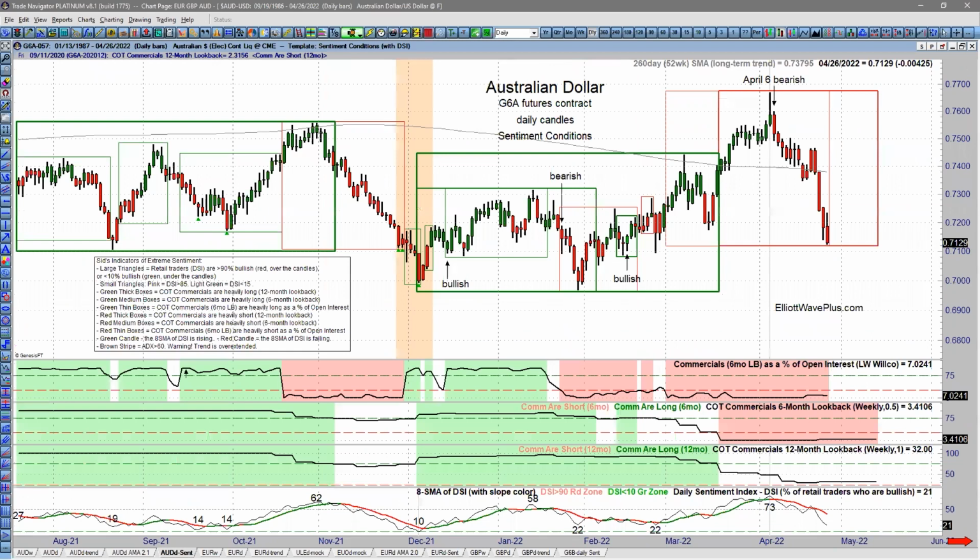Let's see what the sentiment conditions have been telling us about the Australian dollar. Well, we had a setup market, I won't call it a signal, but boy, it's close, for bearishness. Looking at the commercials positioning, they've almost fully turned bearish, even on a 12-month look back. And ever since, it's been 73 on the DSI. Now, you might have thought, well, 73, the DSI can go a lot higher than that.